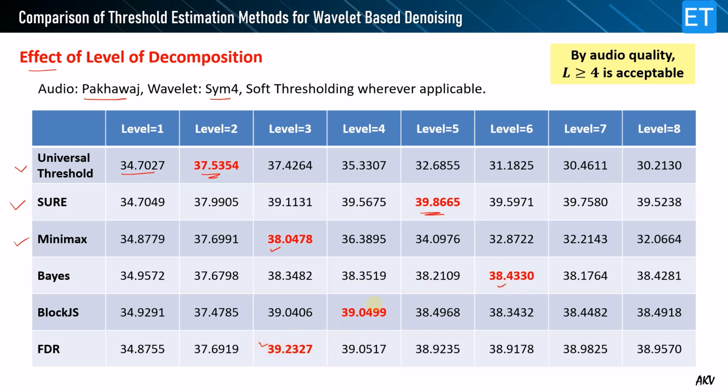So although for minimax and FDR, I'm getting the highest at level 3, when we listen to the denoised audio, we found that the audio quality, I mean listening quality, is better only after level 4. So L equal to 4 or greater than 4 is acceptable for any threshold method. So 4 I have found to be more optimal. You can see that all values are around level 4.